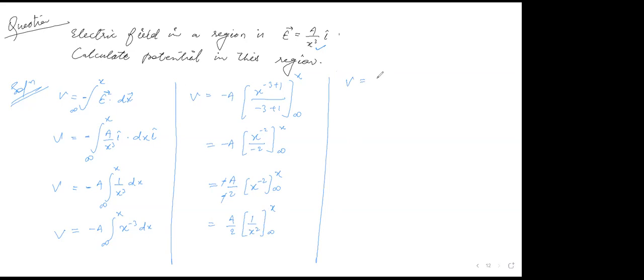V is equal to A over 2. At the position of X, first you put 1 over X square minus 1 over infinity. So you get V is equal to A over 2X square volt. This is the final answer.